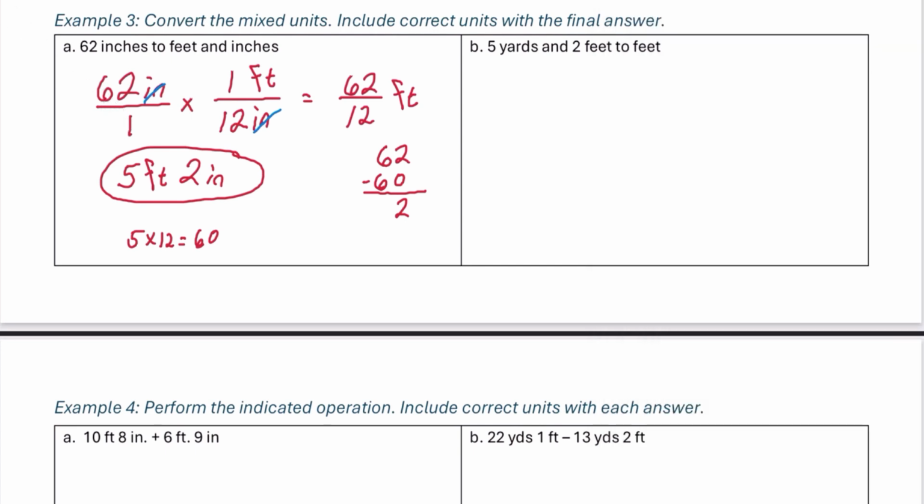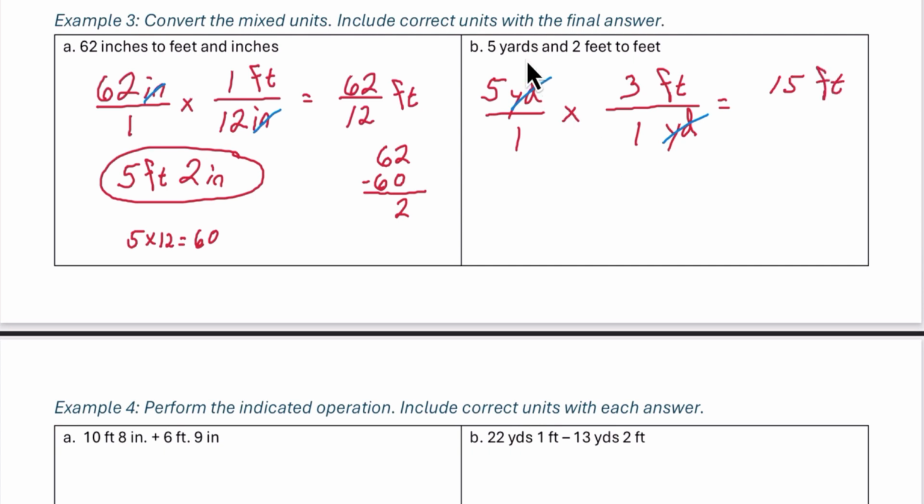Next, we have 5 yards and 2 feet. We want to convert to feet. 5 yards is where we're starting, and we want to multiply by a unit fraction. We want yards in the denominator, and we want to end up with feet. We know that there are 3 feet for every 1 yard. So multiplying 5 times 3, we get 15. 1 times 1 is 1. Recognize that the yards go away, leaving us with the 15 feet.